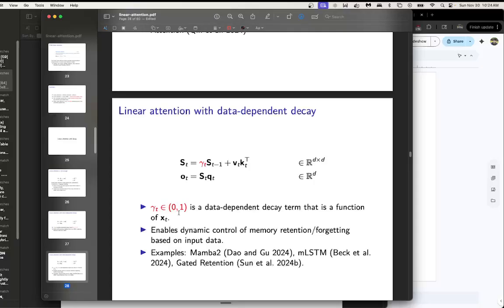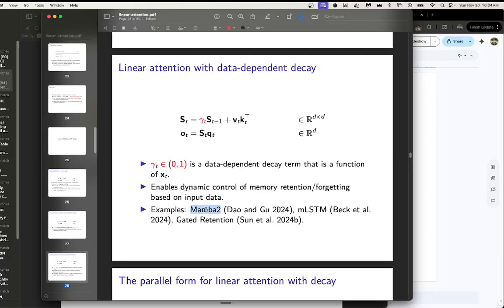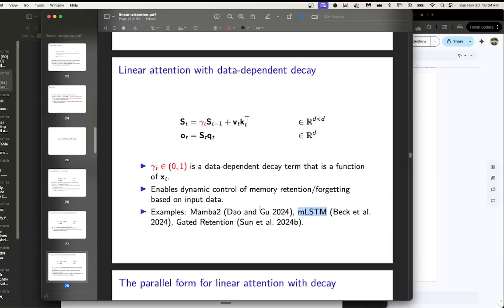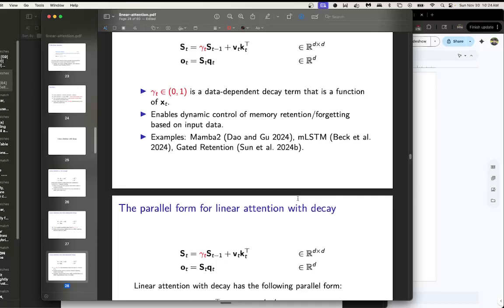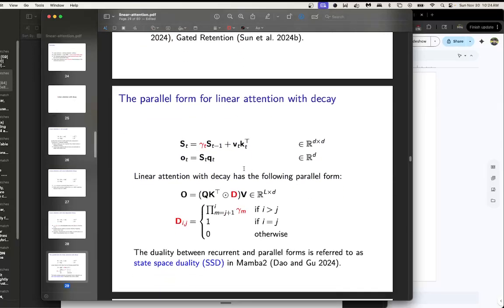Okay, and this enables, quote unquote, more dynamic control of the retention of our hidden state, or the mappings from keys to values, right? So some forms of this are in things like Mamba 2, mLSTM, in fairly recent papers, 2024. I guess that's a long time ago now in some ways.